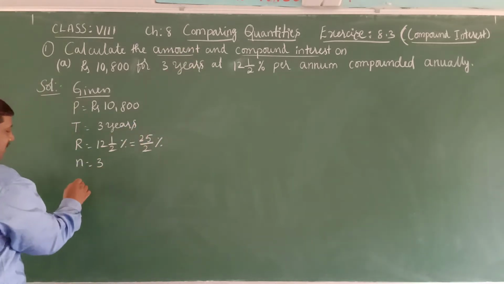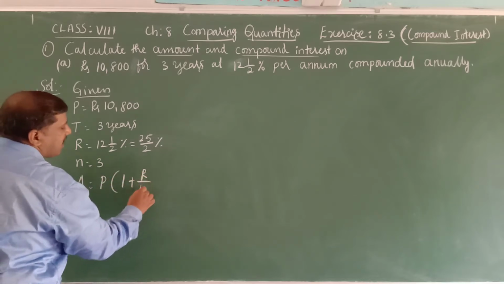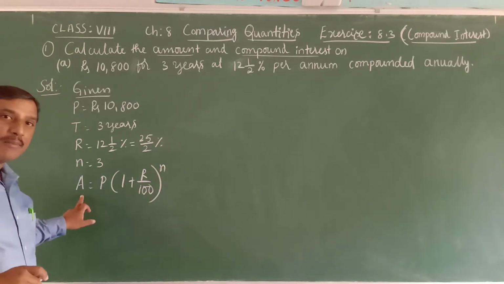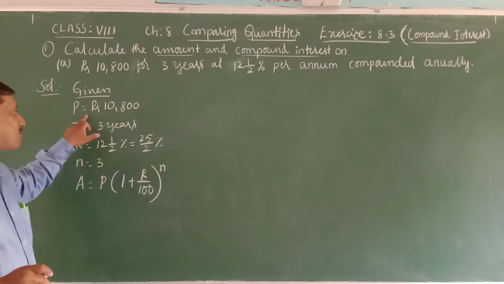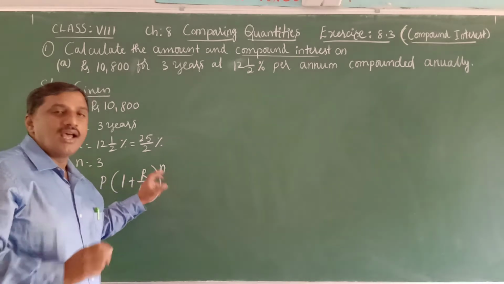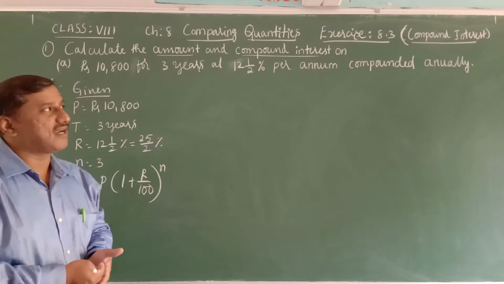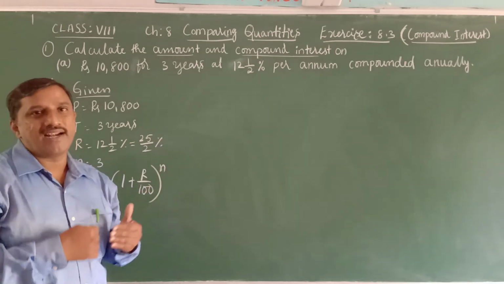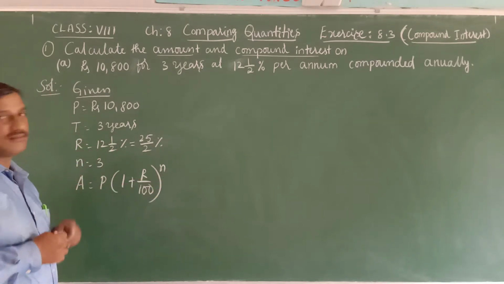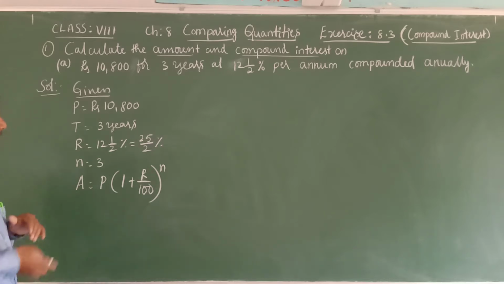Calculated annually, so what is the formula here? A is equal to P into 1 plus R by 100 whole to the power of n, where A stands for the amount, P stands for the principal amount, R stands for the rate of interest, and n stands for the number of time periods in which the compound interest is calculated. Here the interest is calculated annually. Therefore, since the time is given as 3 years, n is equal to 3. Write the proper formula and substitute those values.